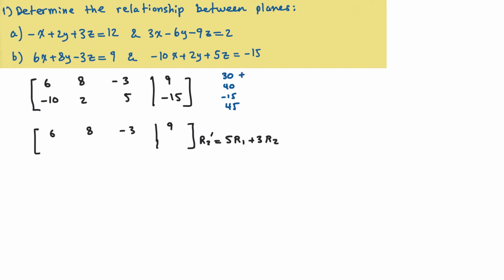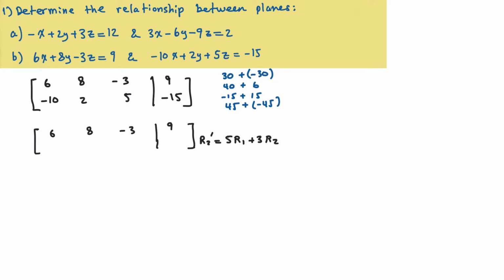We are going to add 3 times R2. 3 times negative 10 is negative 30, 3 times 2 is 6, 3 times 5 is 15, and 3 times negative 15 is negative 45. Okay, let's add them all up.